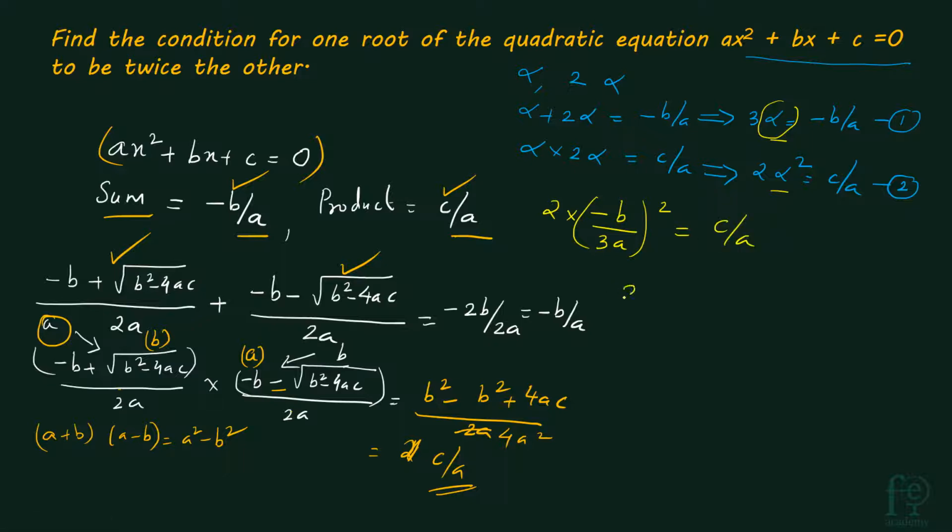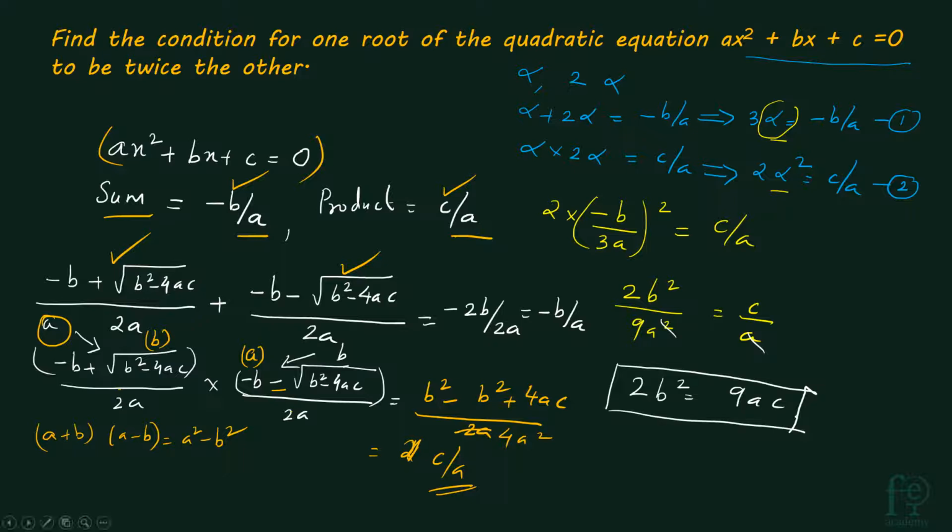So what you will be getting? 2b square by 9a square is equal to c by a. So let's cancel out a and a here. So what is the final answer? 2b square is equal to 9ac. So you can even learn this formula by heart. If one root of the equation is twice the other, then the condition that must be satisfied is 2b square is equal to 9ac.